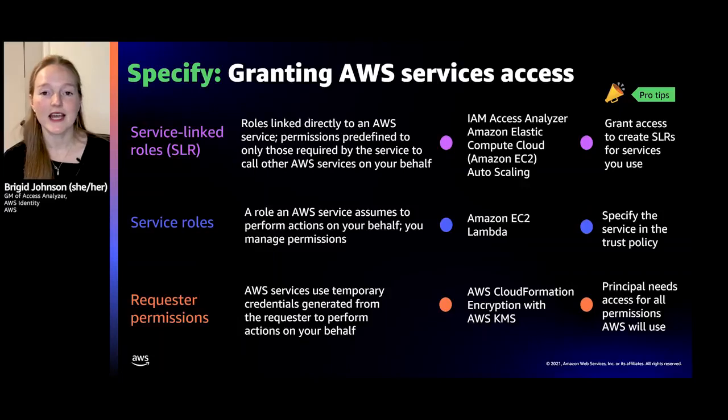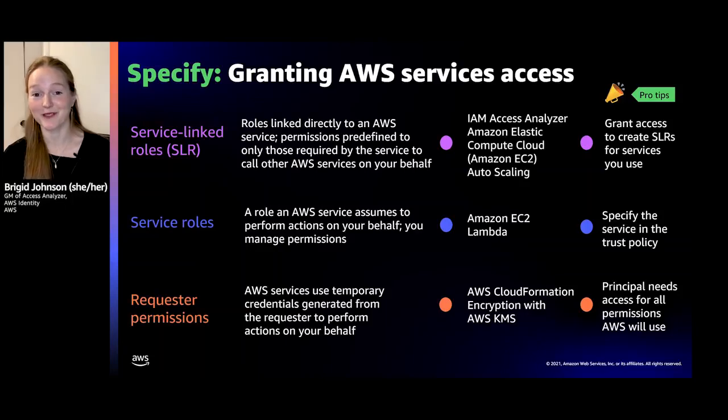And then finally, the third one is requester permissions. This is where AWS services use temporary credentials generated from the requester. You'll see this a lot when you use AWS CloudFormation. Essentially it'll say, okay, I'm running this template and I need the permissions from the requester to perform these actions on your behalf. So the pro tip here is that the principal needs access for all permissions that AWS will run on your behalf.